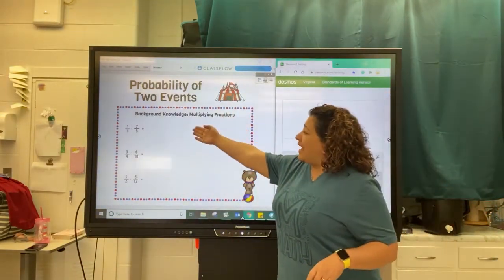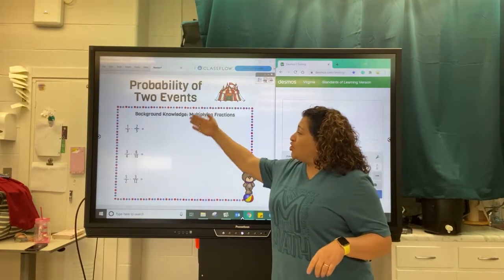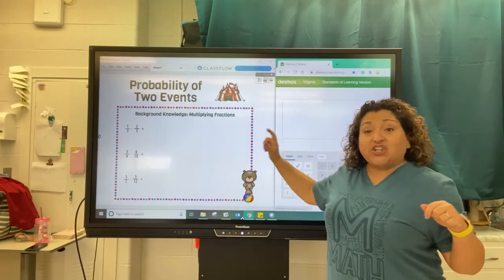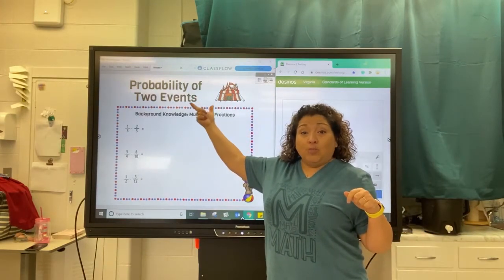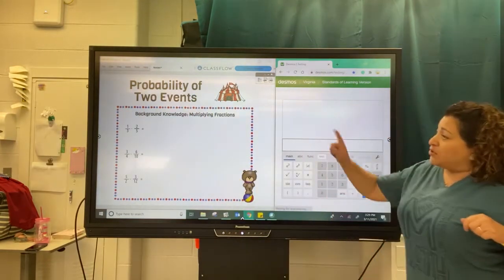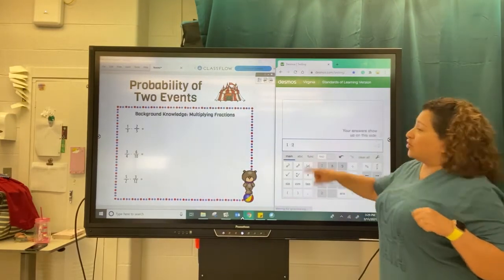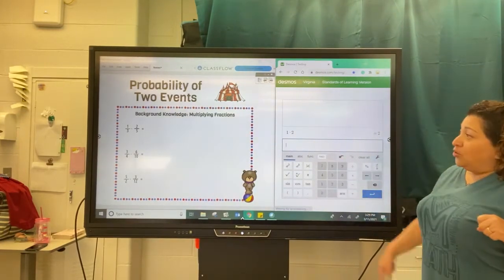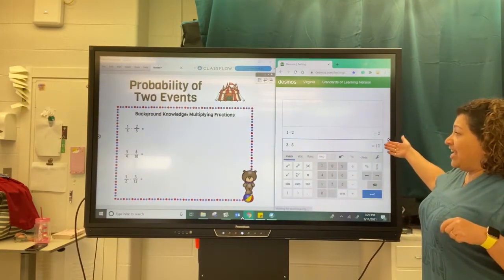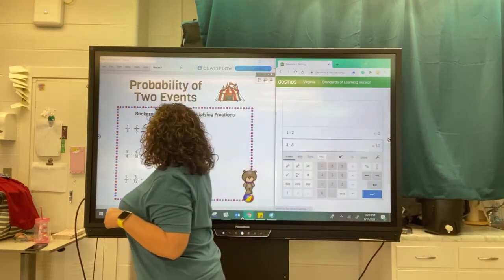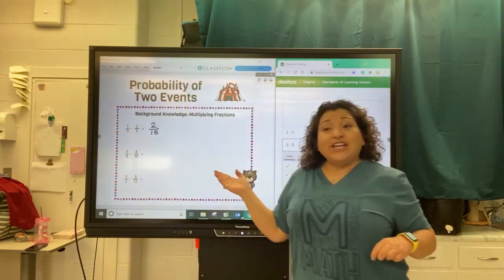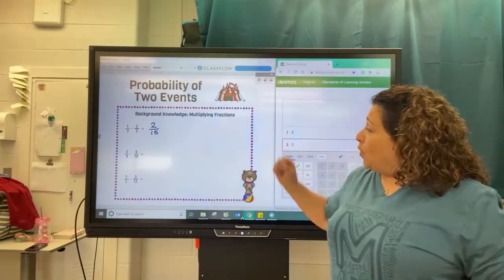So, for example, we have 1/3 times 2/5. If you reach back in your brain, you'll remember that to multiply fractions, you first multiply the numerators, then you multiply the denominators. So I'm going to show you in Desmos. I'm going to multiply those numerators, the 1 and the 2, and I get a 2. Then I'm going to multiply the denominators, 3 times 5, and get a 15. So what I ended up with was 2 over 15. And I can tell by looking at that it does not simplify. So we're going to leave it that way.